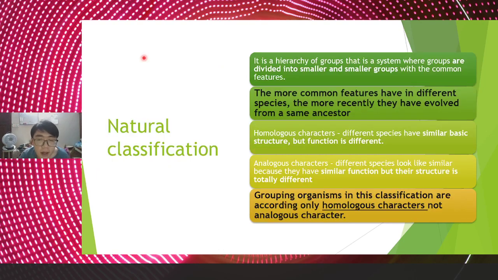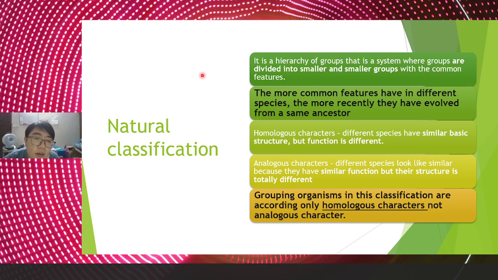Okay. Now next is natural classification. Natural means semula jadi, organic, original. It is a hierarchy of groups, a system where groups are divided into smaller and smaller groups with the common features. The artificial one is based on the human method, based on the morphological characteristics, and then we classify only. Natural will also be divided, but it is based on the common feature.